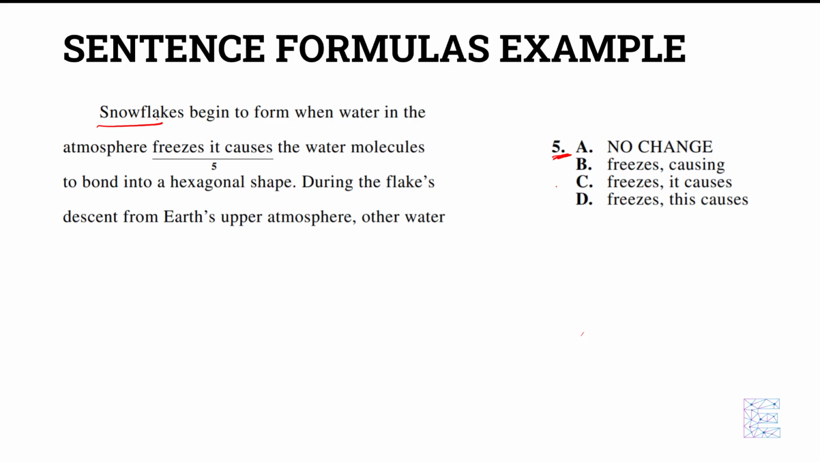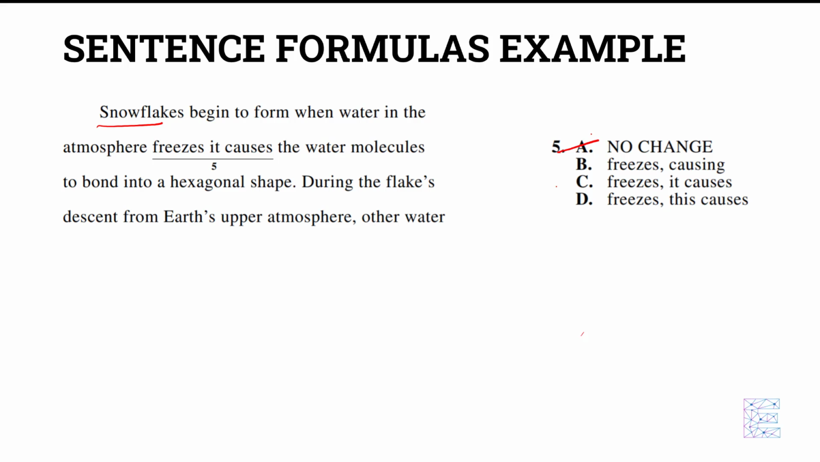Okay, so let's go through the choices. Choice A says no change, which means we want to read this all the way through. "Snowflakes begin to form when water in the atmosphere freezes. It causes the water molecules to bond into a hexagonal shape." That is a really long sentence. That's what you call a run-on, and we'll talk about that in just a few moments. So A cannot be right. It's too long of a sentence.